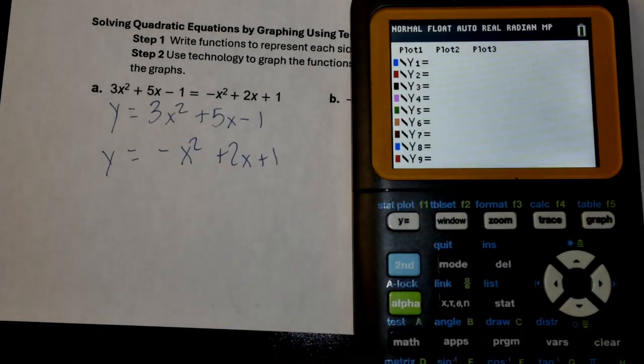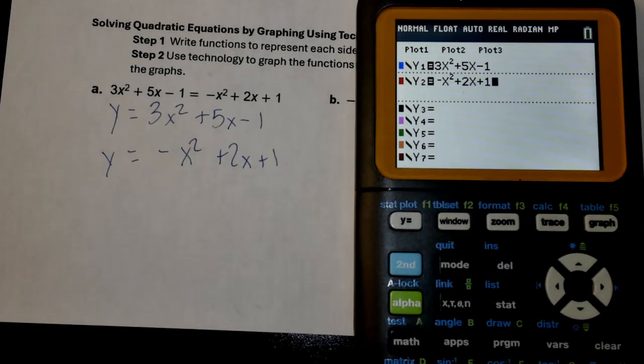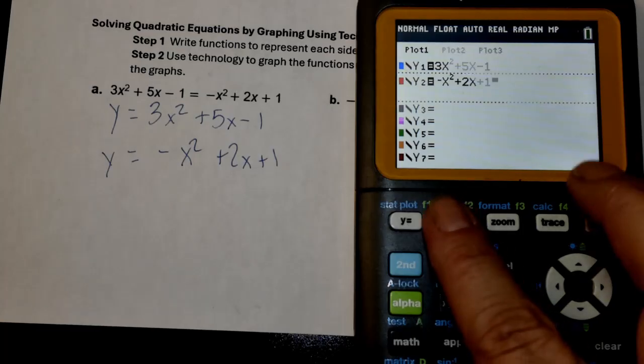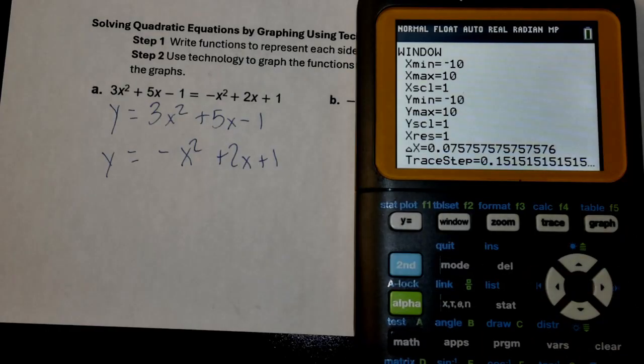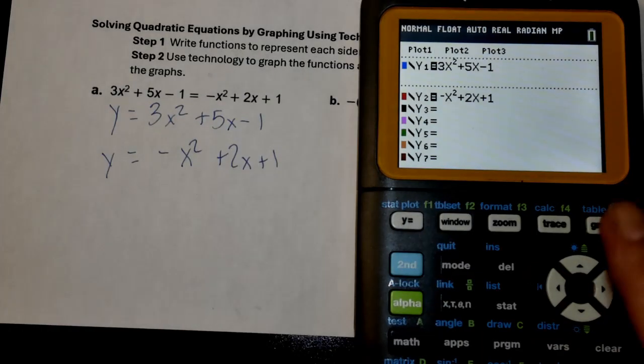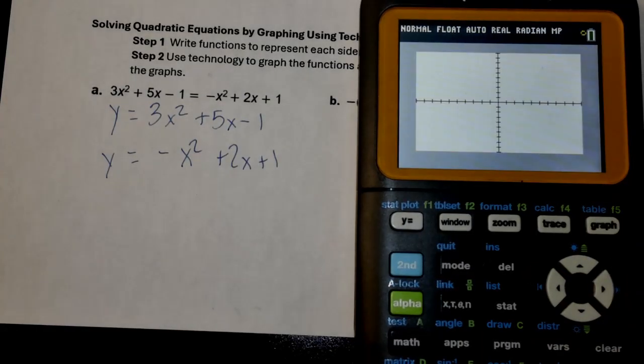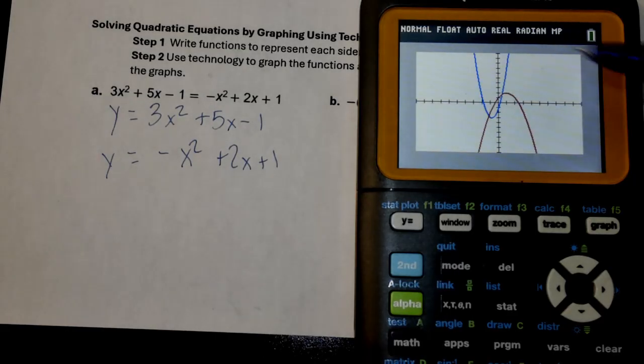Type in those two equations. All right, so I have my two equations in there. I have my window, just so if you're doing this, set to negative 10 and 10. All right, so now our next button is to hit graph, and it is going to graph it for us. Now, remember, we are looking for our points of intersection, so we have two of them here.